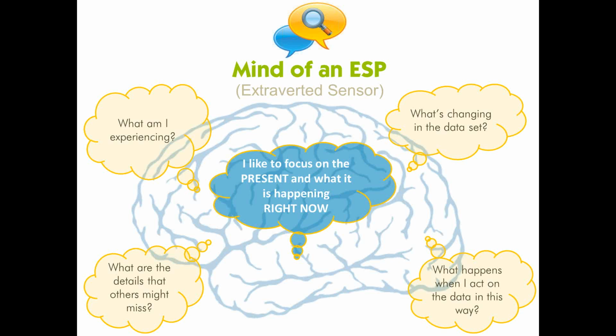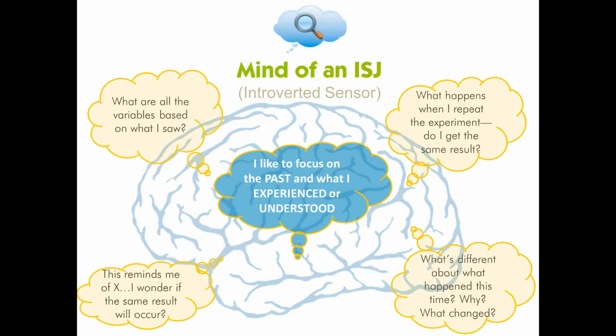They like to focus on the present and what's happening right now. A lot of the questions that they tend to ask themselves are, what am I experiencing? What's changing in the data set right now? What happens when I act on the data in this way? So again, present tense. What are the details that others might miss? Again, present tense on this particular type of learner.